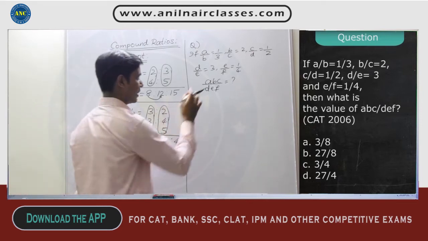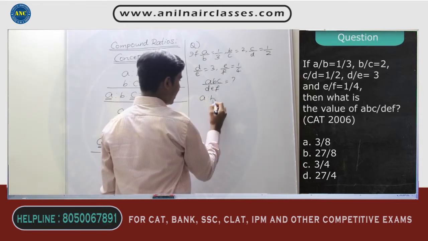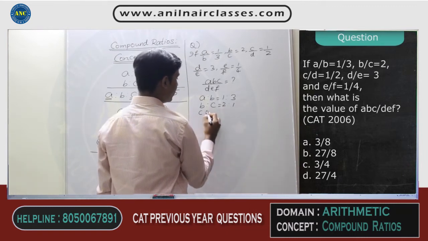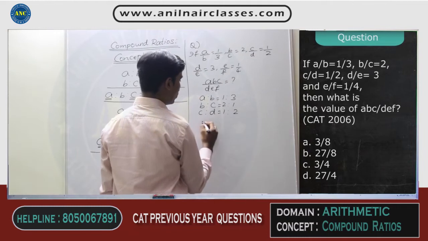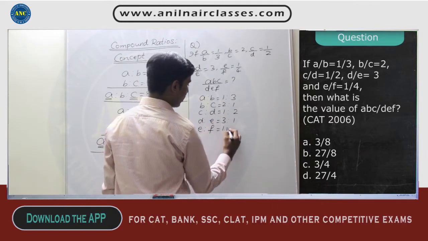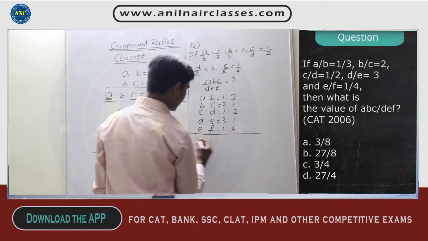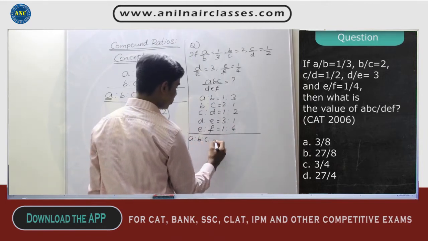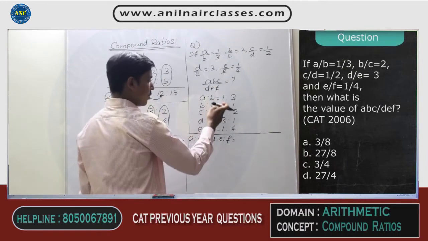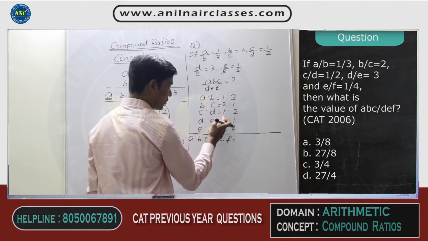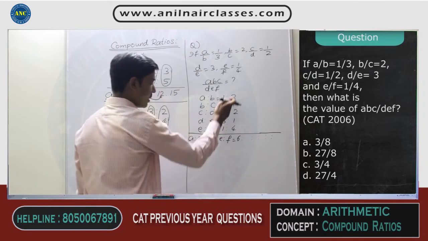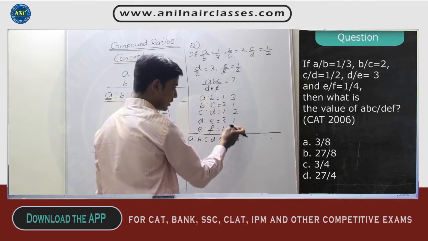Now see here, same logic. A is to B is 1 is to 3, B is to C is 2 is to 1, C is to D is 1 is to 2, D is to E is 3 is to 1, E is to F is 1 is to 4. Now I want to find A is to B is to C is to D is to E is to F. Now same logic. To get A, multiply all the first terms. 1 into 2 into 3, it is 6. Similarly, to get F, multiply all the last terms. 3 into 2, 6, 6 into 4, 24.